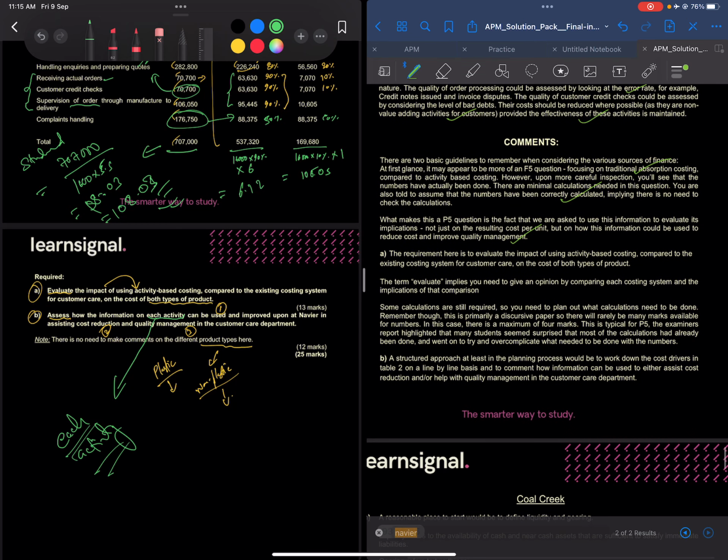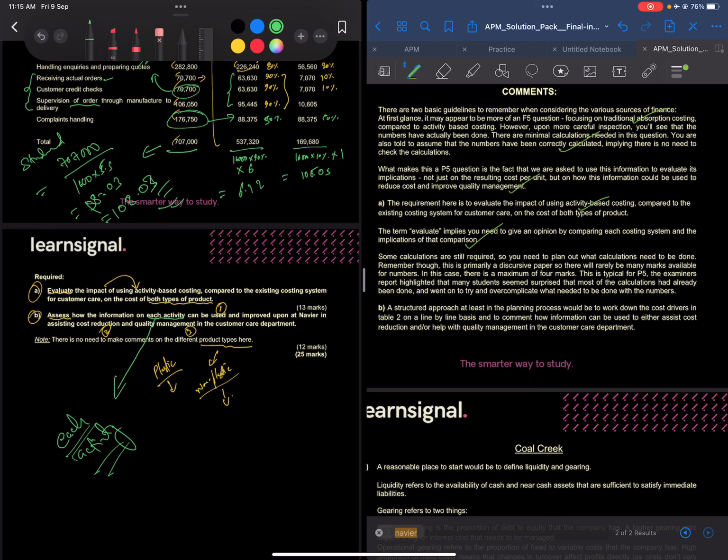In the first part we are required to evaluate the impact of using ABC compared to the existing system for customer care on both types of products. Evaluate implies giving an opinion by comparing each costing system and evaluating the implications of that comparison. So we need to evaluate each costing system, which is ABC versus absorption costing, standard costing. Some calculations are still required, just for the basics, just to find out the price and the differences between the two methods.